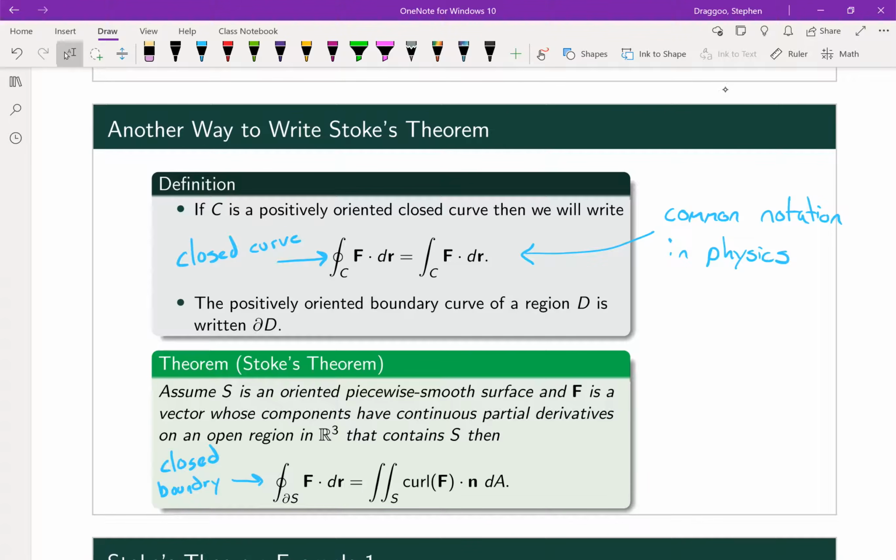We'll also define the boundary of a region D as delta D, just to give us an extra bit of notation, so that in the rewrite of Stokes' theorem, we'll use that closed integral sign and delta S instead of C to represent that we're taking that line integral over the boundary of our surface S. And so again, the big thing that Stokes' theorem does for us is that it relates a line integral over the boundary of a surface to the surface integral over that same surface. So a single line integral versus some sort of double surface integral. We can relate the two together with Stokes' theorem.